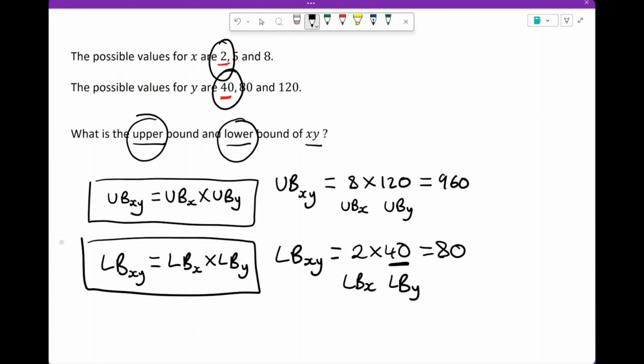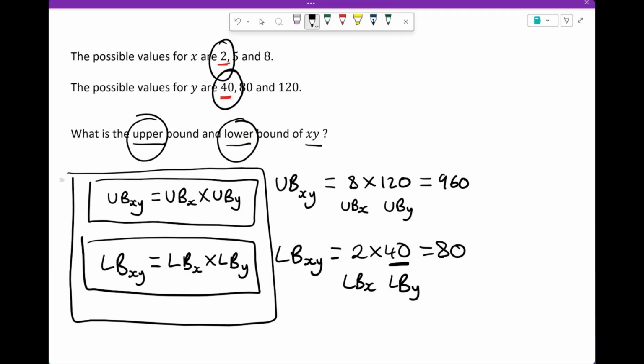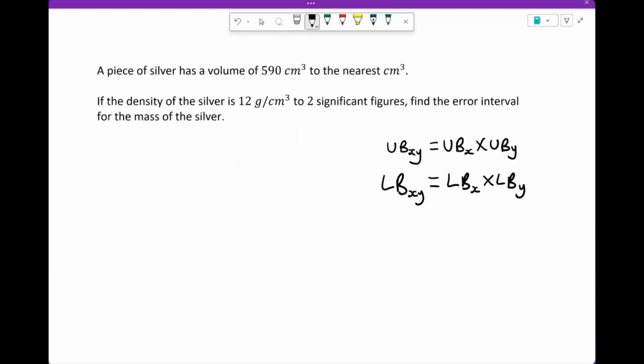So for lower bound, it's just going to be lower bound and lower bound, just like addition. So now let's have a go at making use of these two rules here to answer a question involving bounds and multiplication.